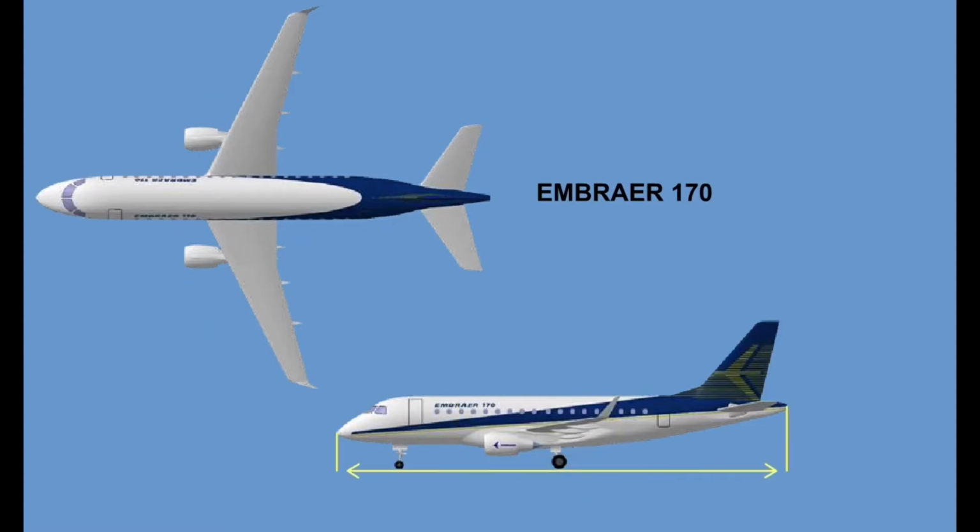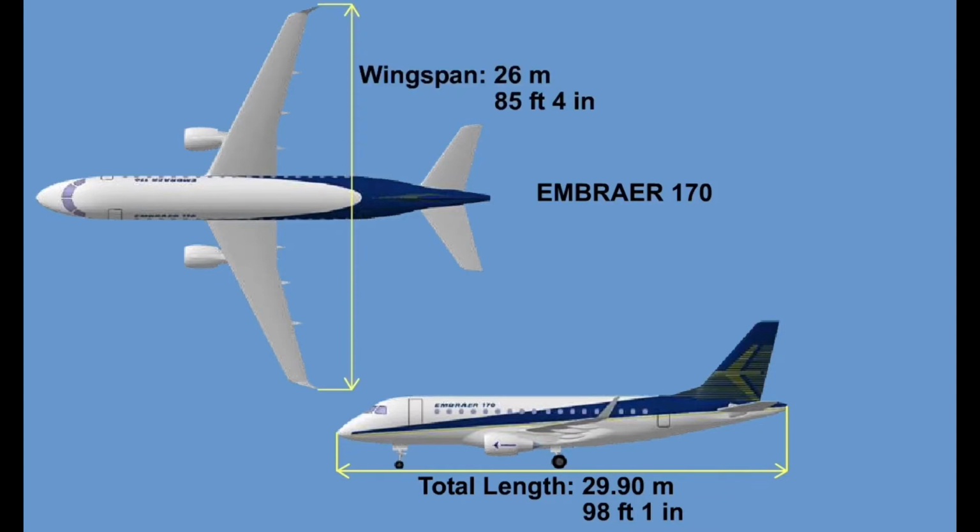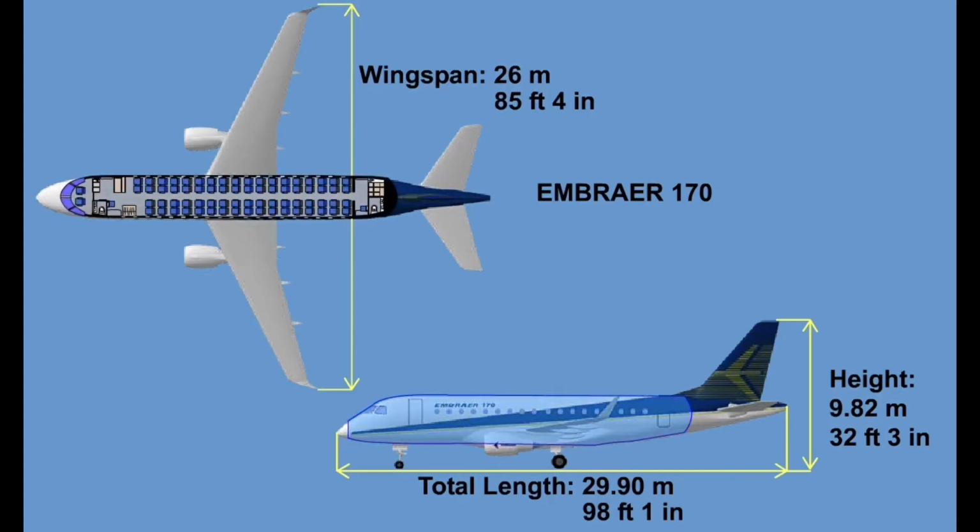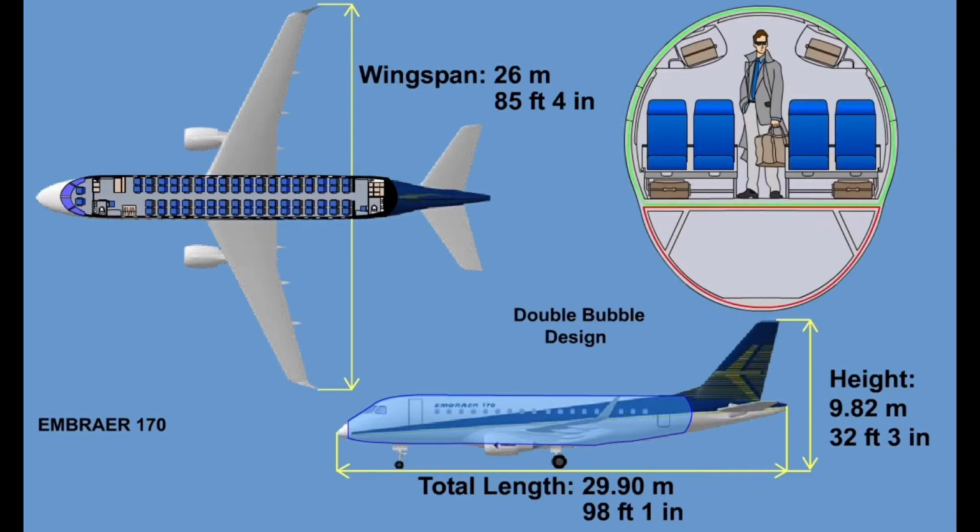The aircraft has a total length of 29.9 meters, 98 feet 1 inch, a wingspan of 26 meters, 85 feet 4 inches, and an approximate height of 9.82 meters, 32 feet 3 inches. It also features a pressurized cabin. The fuselage has a so-called double bubble design.